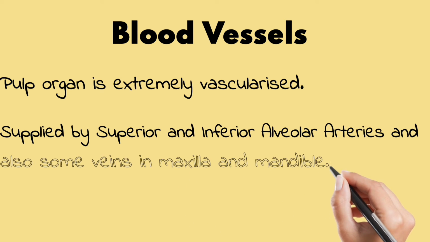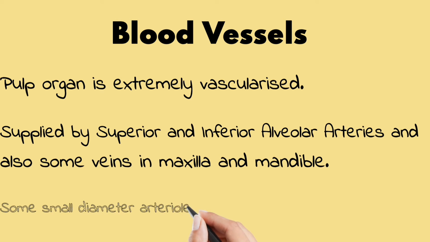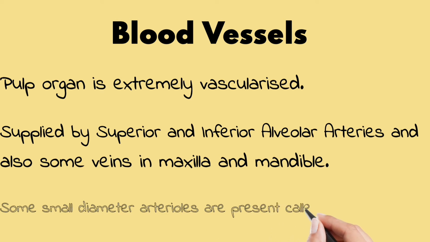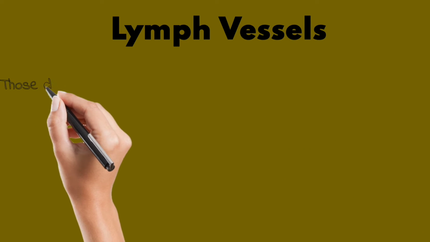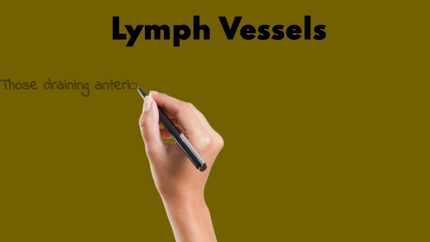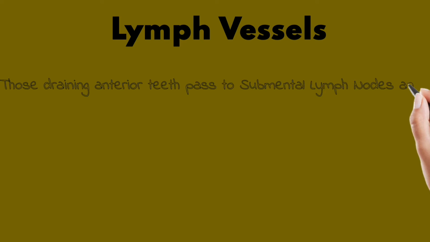Next, we move on to the lymph vessels. What are these lymph vessels? These lymph vessels drain the anterior teeth and pass to the submental lymph nodes, while the posterior teeth pass to the submandibular and the deep cervical lymph nodes. Friends, you need to remember these two names.